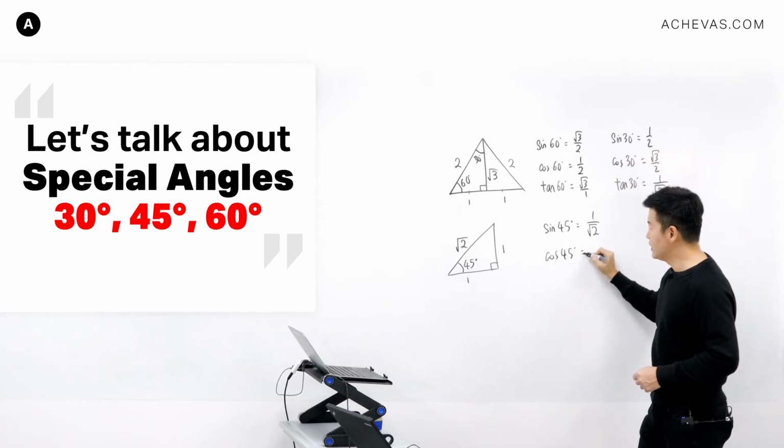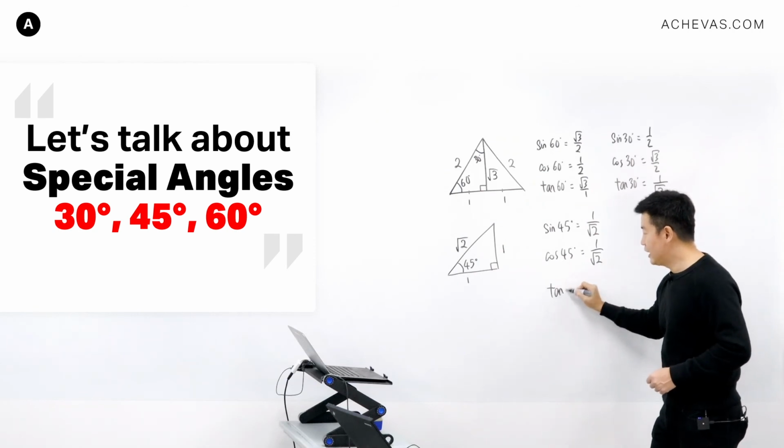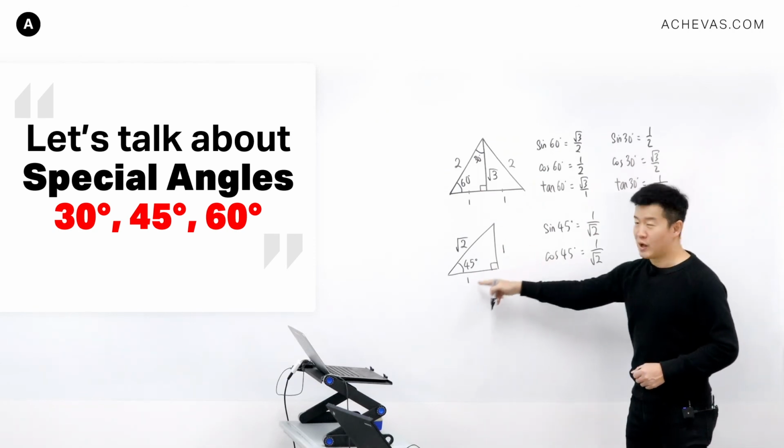Cosine 45 degrees, which is also 1 over square root of 2. And finally, tangent of 45 degrees, it is 1 over 1.